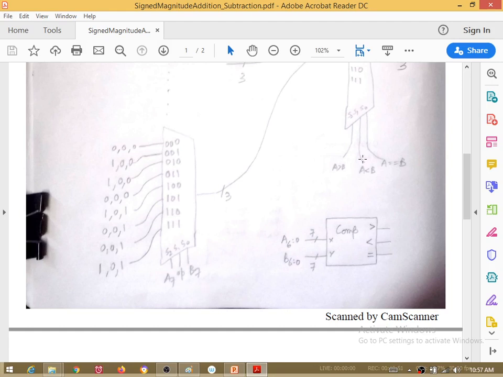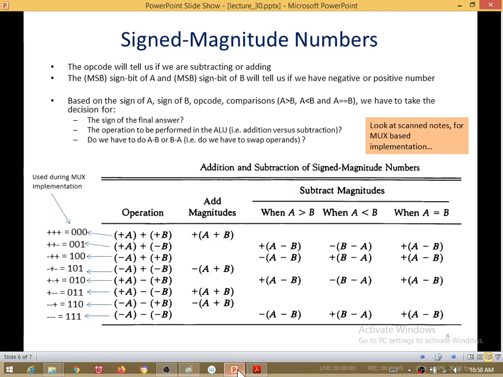So remember that now we have something which is a function of the sign of the operands and the relation of the numbers: if A is greater than B, A is less than B, and A is equal to B. Now what are we supposed to control? So we go back to this. What are we supposed to control? We are supposed to control the sign of the final answer. So which means we have to generate the sign of the final answer. So in this chart we have to generate this part, this part, this part, this part. This is the sign of the final answer.